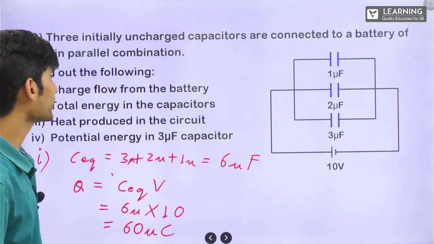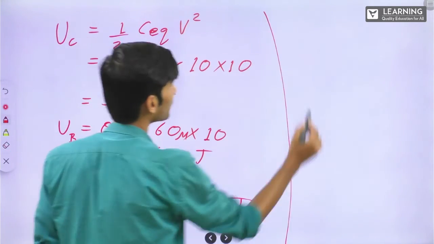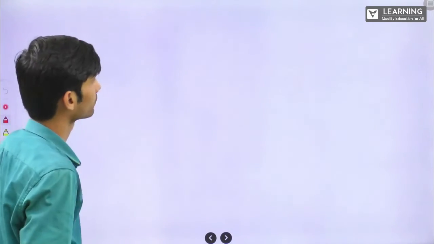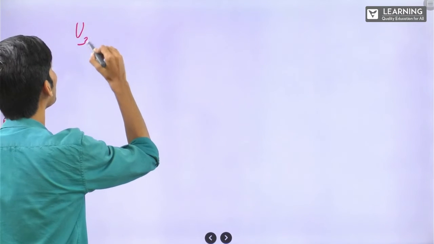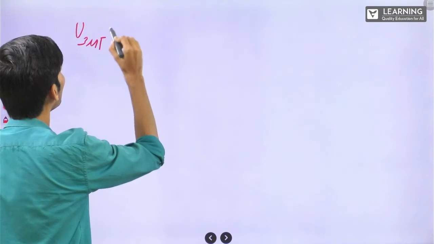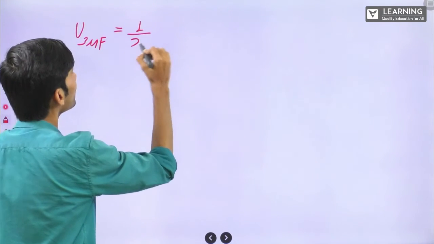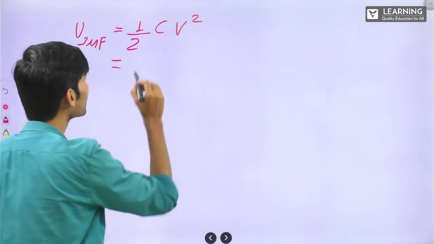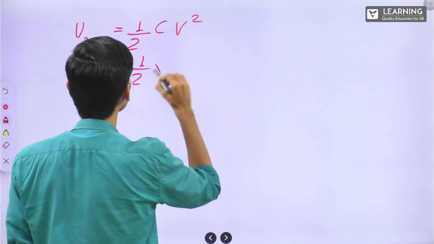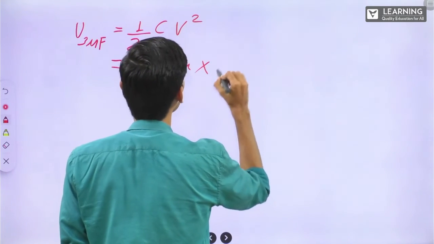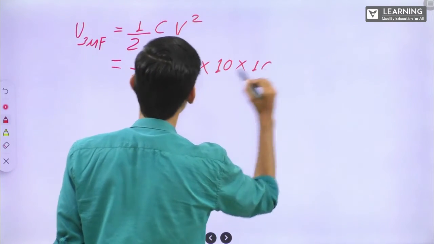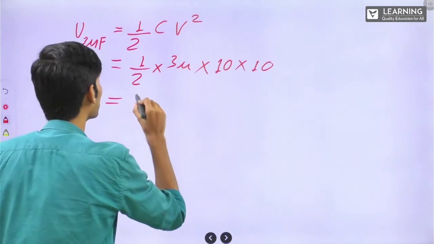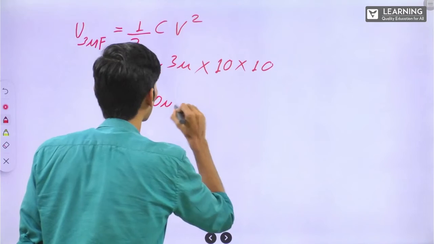Then potential energy in the 3 microfarad capacitor. Let me do it on the next page. U of 3 microfarad is half into CV square. C means this C. Correct? Half into 3 micro into 10 into 10. That is equal to 2 into 1.5, or 2 5s are 10. This is 150 microjoule.